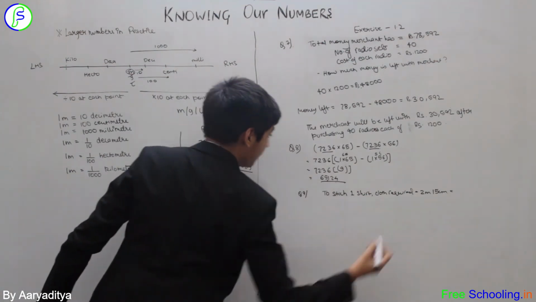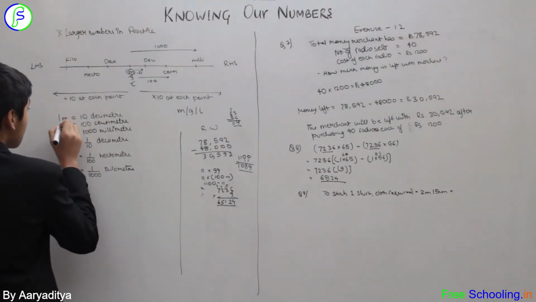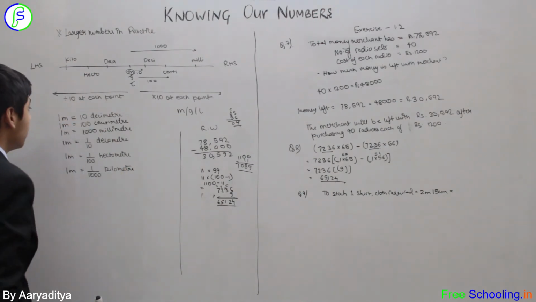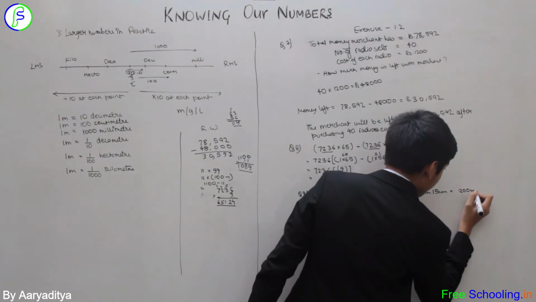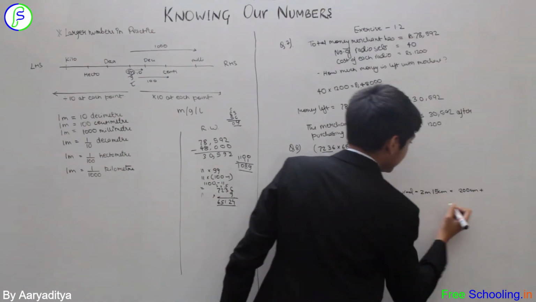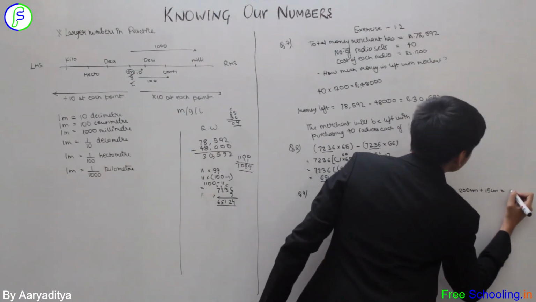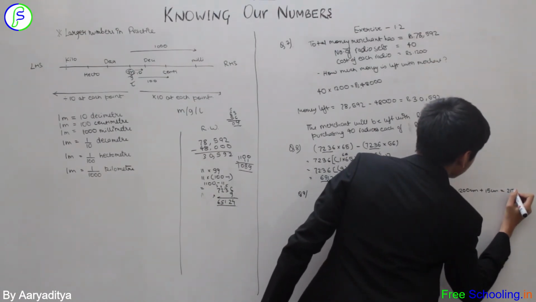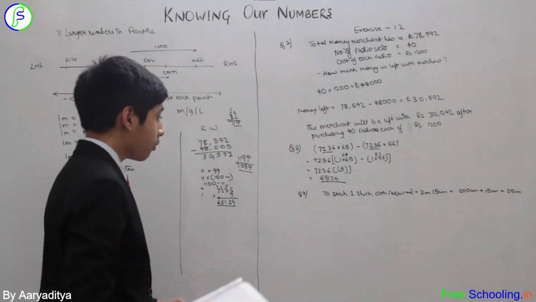So we are given 2 meter. So if we write 2 out here, multiplying both sides by 2, it will be 2 meter, and this will be 200 centimeter. Okay, so it's very easy. It will be 200 centimeter plus 15 centimeter, which will be a total of 215 centimeter, right? So now let's move on.